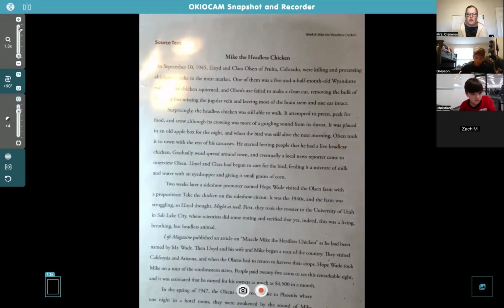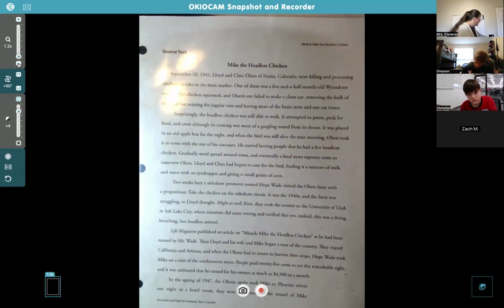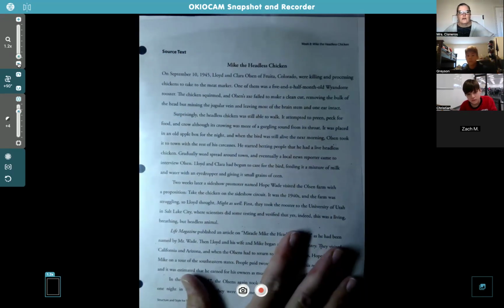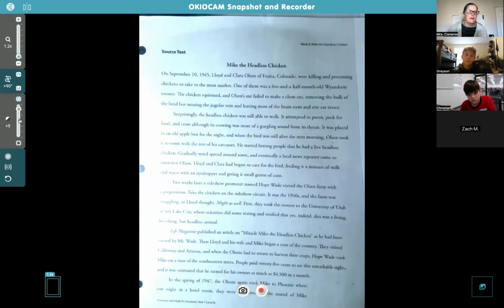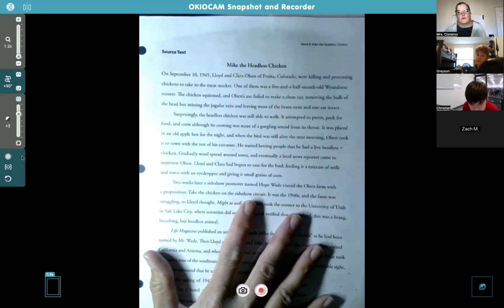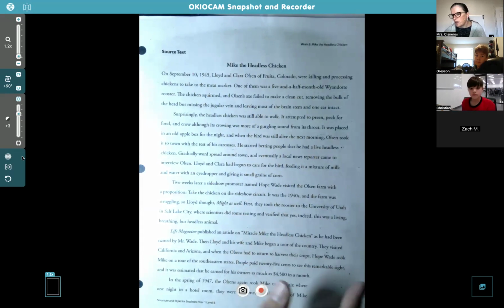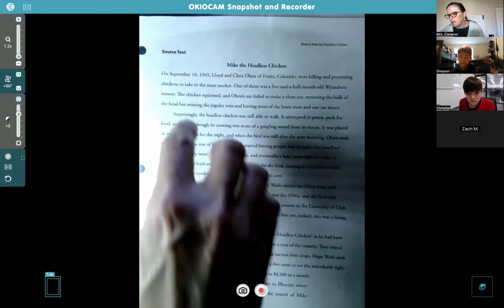And even in science or history, any other classes you have, you can use this technique. Turn this light off here. There we go. You can use this technique to help you organize for your paper, okay? So, I'm going to go ahead and read it so you guys can focus on what it's about, and then we're going to make a note in the margin, but it's called Mike the Headless Chicken.